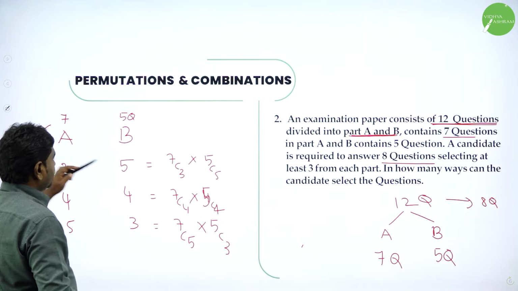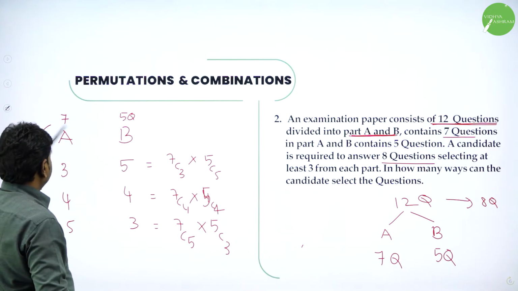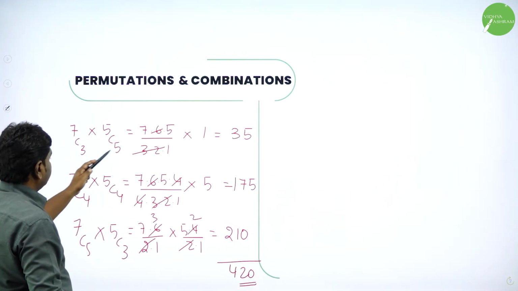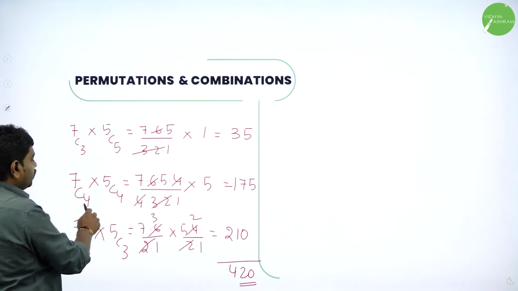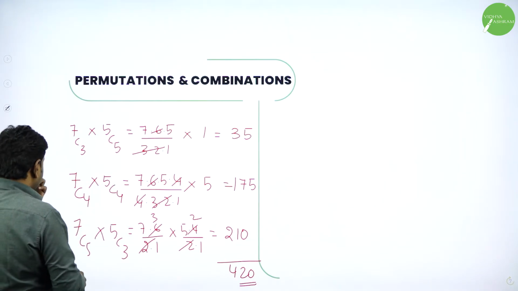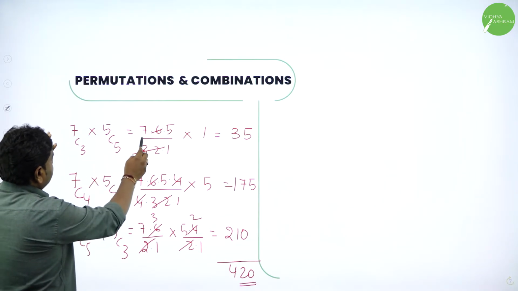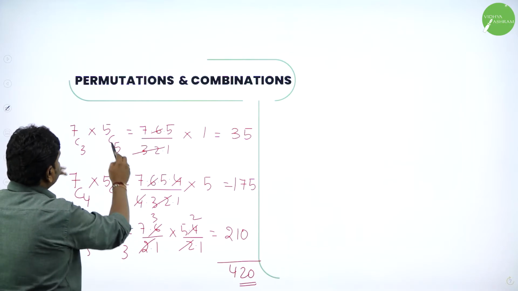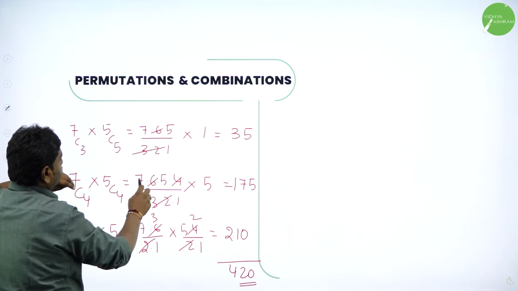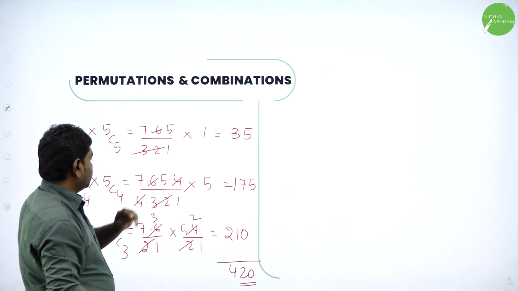Out of 7, 3 can be selected in 7C3, and 5C5. Now 7C3 means from 7, 3 terms: 7, 6, 5 over 3, 2, 1. 5C5, if these two are the same, the answer is 1. 7 times 5 is 35, that's it.